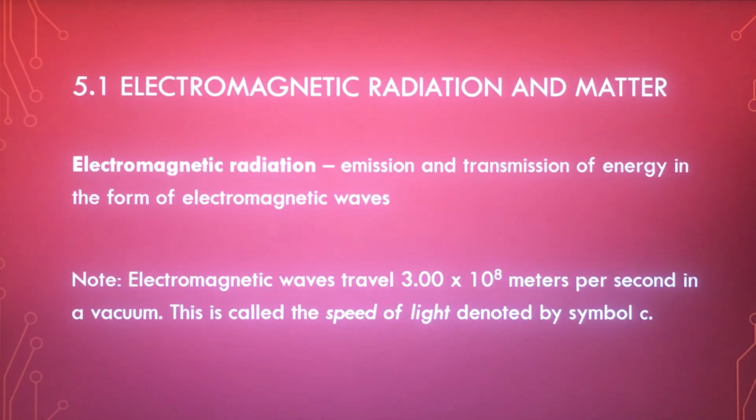Electromagnetic radiation, or EMR, is the emission and transmission of energy in the form of electromagnetic waves. Note that these waves travel at 3 times 10 to the 8 meters per second in a vacuum. This is called the speed of light, denoted by the symbol c. This speed of light is a constant, so you must remember it. It has an infinite number of significant figures, if we are going to make problems dealing with this.